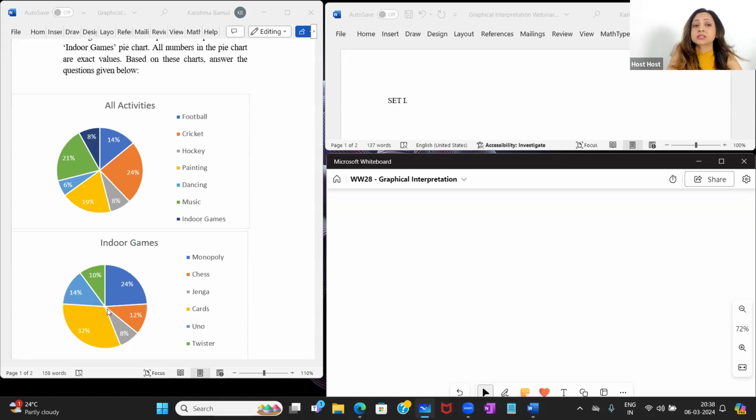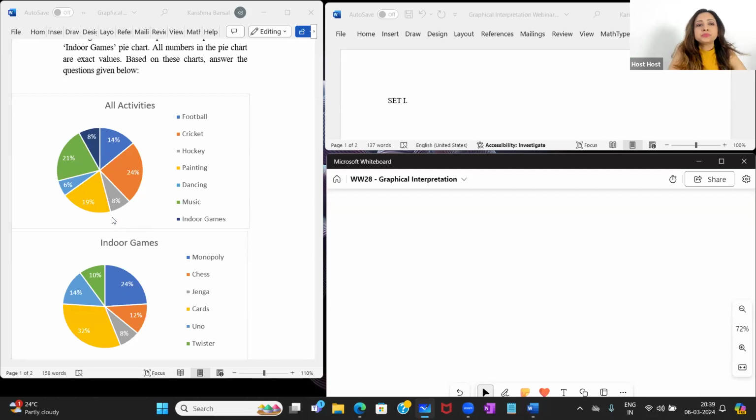Again, various activities captured to give 100. So this small section is actually including all this. This pie chart is a subsection of this particular pie chart. This entire thing is 8% of this pie chart, right? This is just the indoor games. And then you start with Monopoly, and then comes the orange, so that is chess, and then of course the gray, which is Jenga, etc.